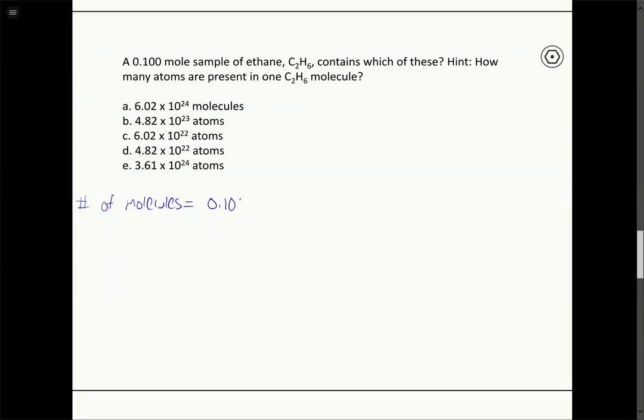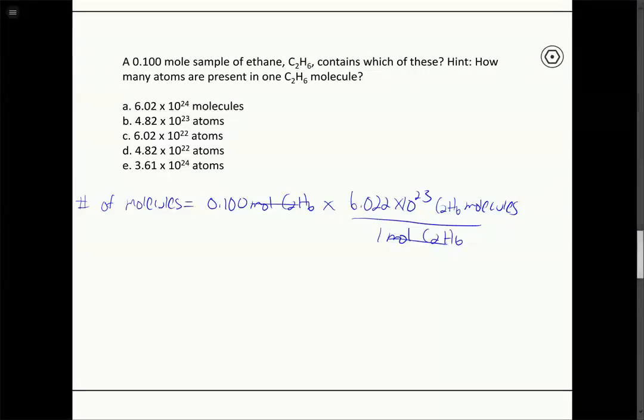We have 0.100 moles of C2H6, and then Avogadro's number would tell us that there are 6.022 times 10 to the 23rd C2H6 molecules per 1 mole of C2H6. So this tells us that we would have 6.022 times 10 to the 22nd molecules, which is not correct. So choice A is eliminated. That's the wrong number of molecules.